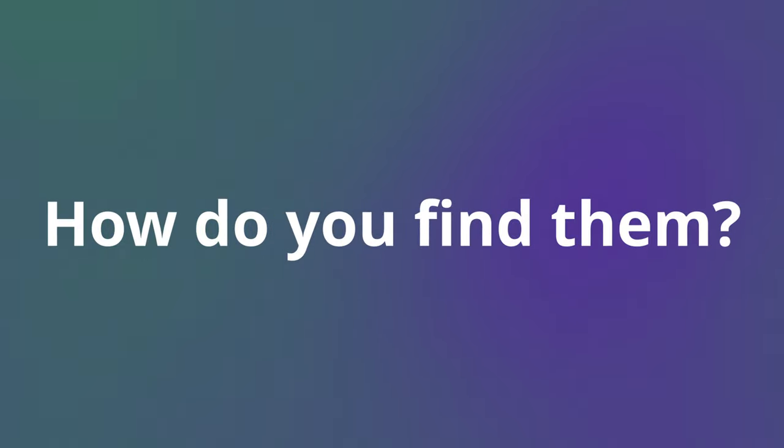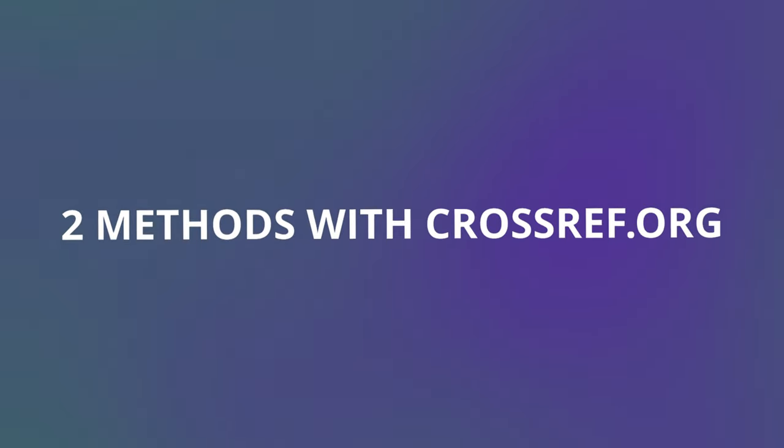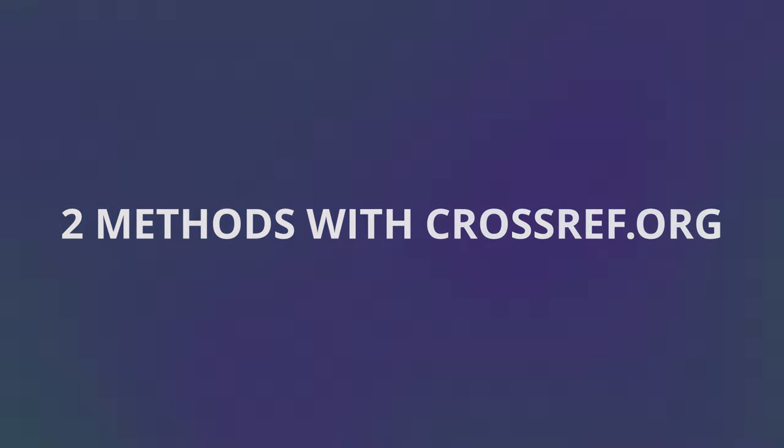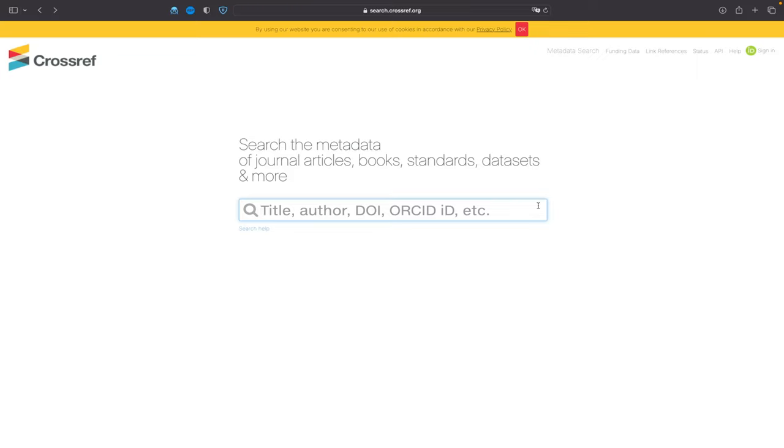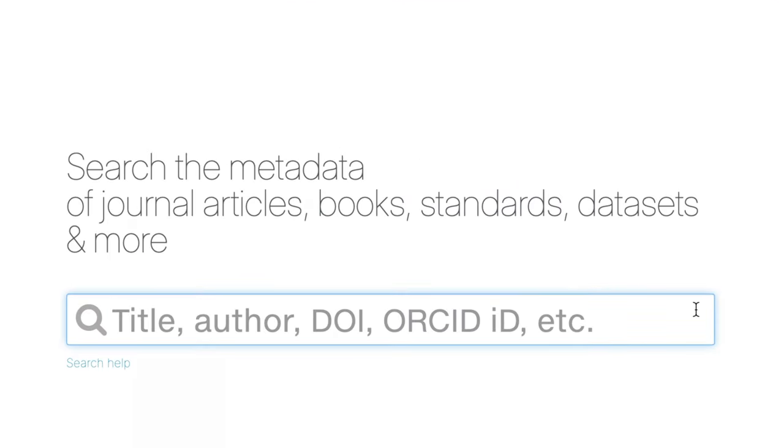So, how do you find them? I'm going to show you two methods using the website crossref.org. The first method I'm going to show you is useful if you just need to find a single DOI. All you have to do is head to search.crossref.org. In this box in the middle of the page, all you have to do is paste in any information you have about the source.